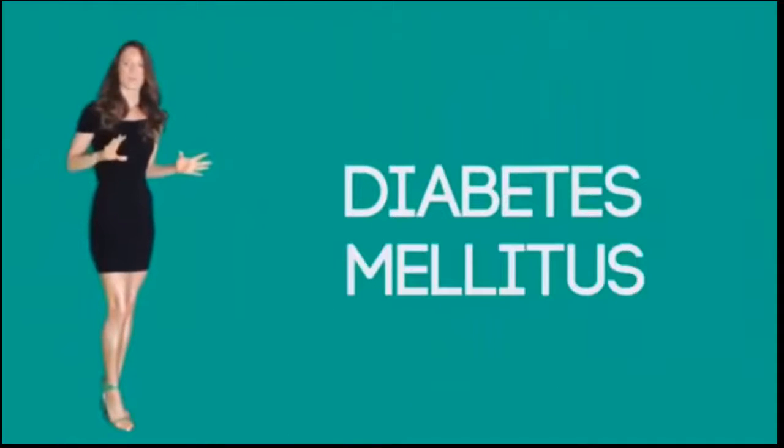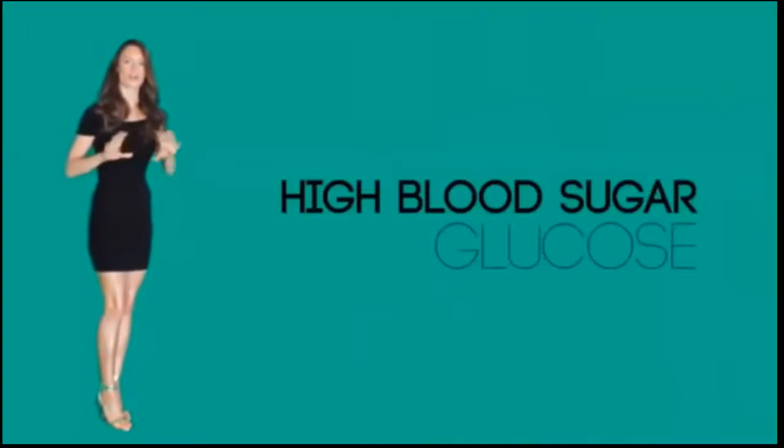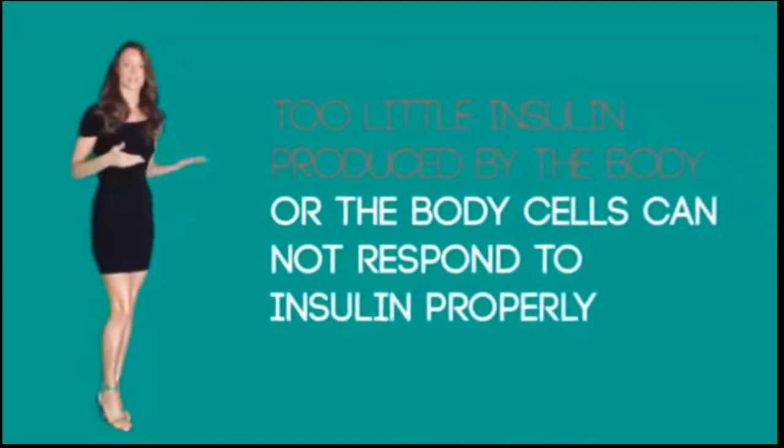Diabetes mellitus. Metabolic disorders that are associated with high blood sugar and glucose are collectively known as diabetes mellitus, which you will see abbreviated as DM. Reasons for high blood sugar level can be too little insulin produced by the body, or the body's cells that cannot respond to insulin properly, or it can be a mixture of both.